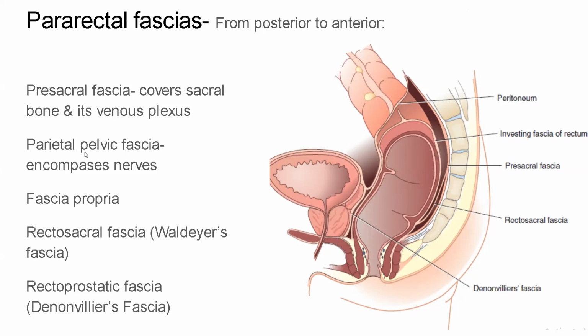Just anterior to it is the parietal pelvic fascia, which is actually not seen in this figure. This is seen more laterally, and this encompasses the autonomic nerves to the pelvic organs. Next is the rectosacral fascia. Now, this rectosacral fascia is otherwise known as the Waldeyer's fascia.